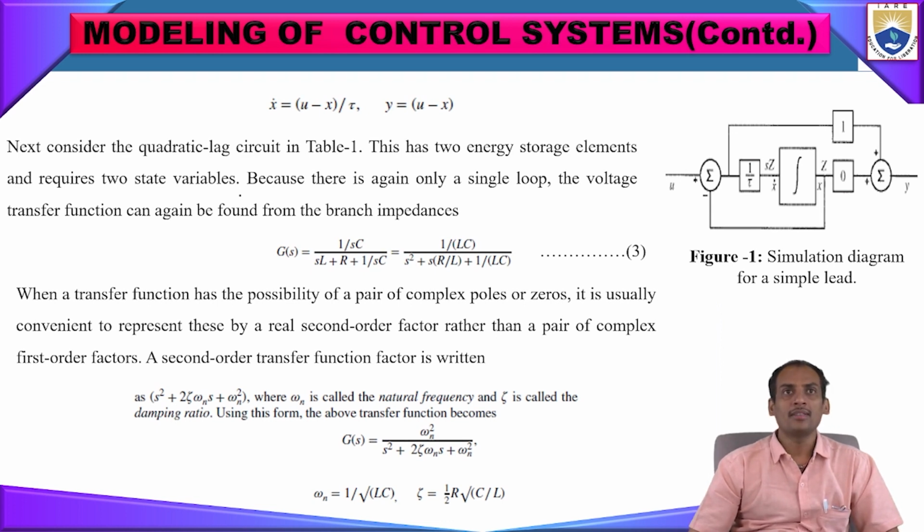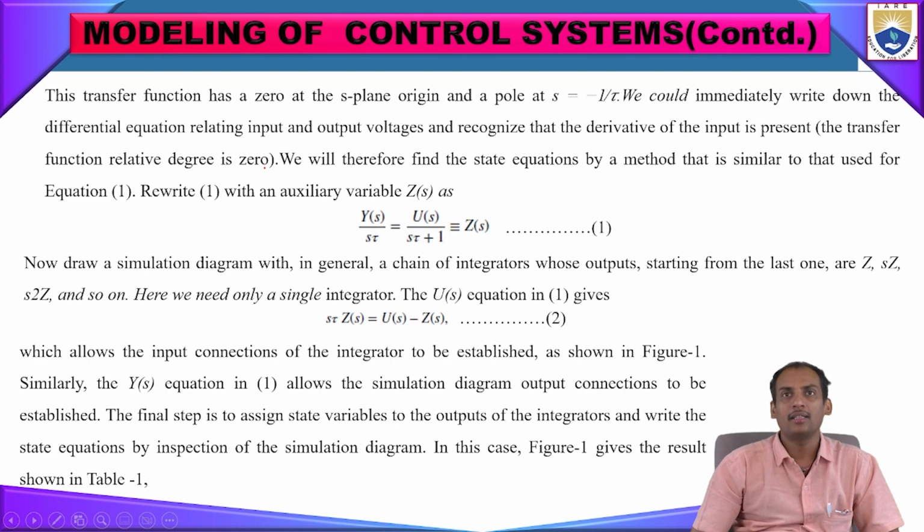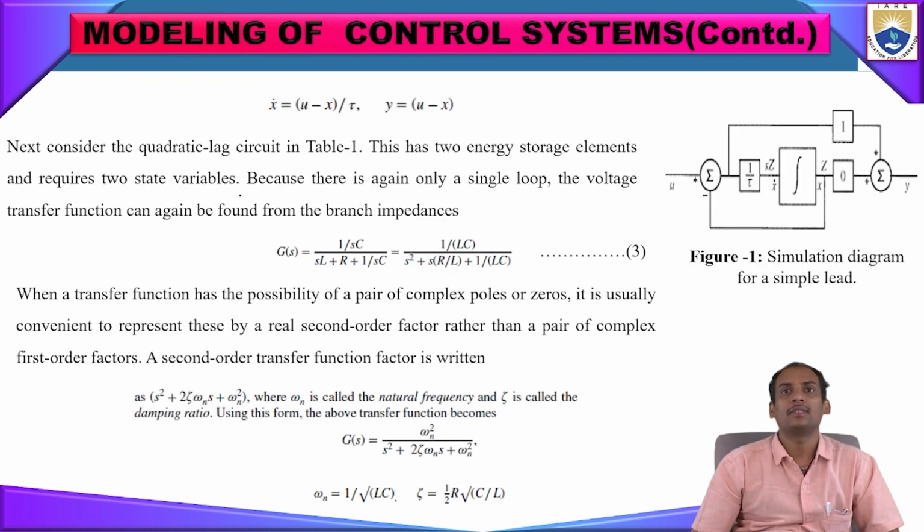Next, consider the quadratic lag circuit in Table 1. For that quadratic lag circuit, the transfer function G of s will be equal to 1 by sC divided by sL plus R plus 1 by sC. That will be equal to 1 by LC divided by s squared plus s into R by L plus 1 into 1 by LC.